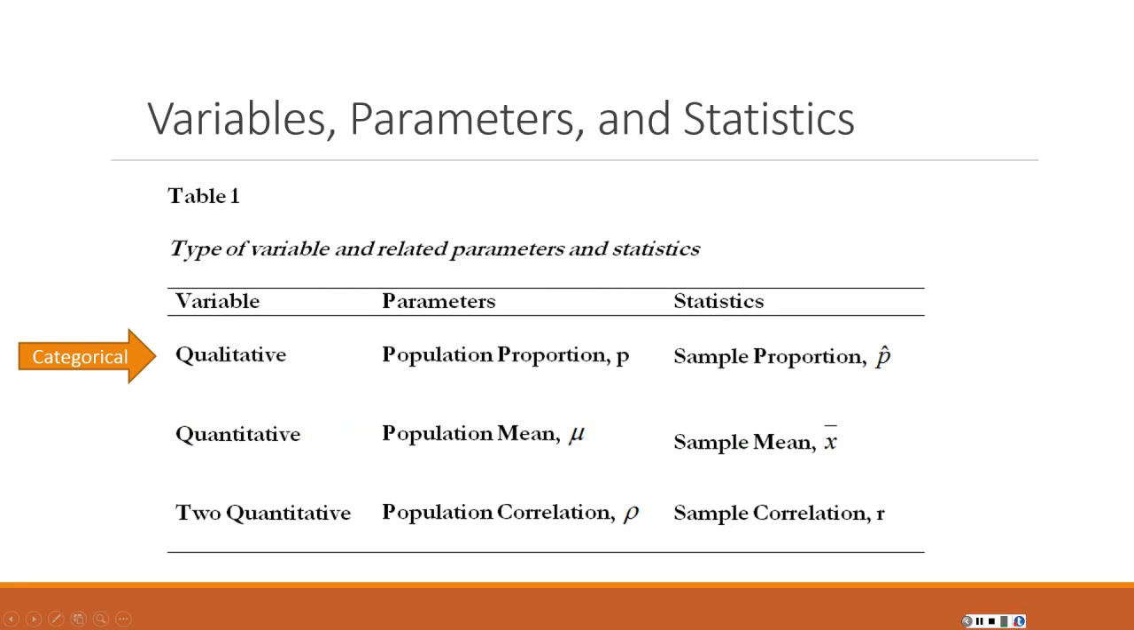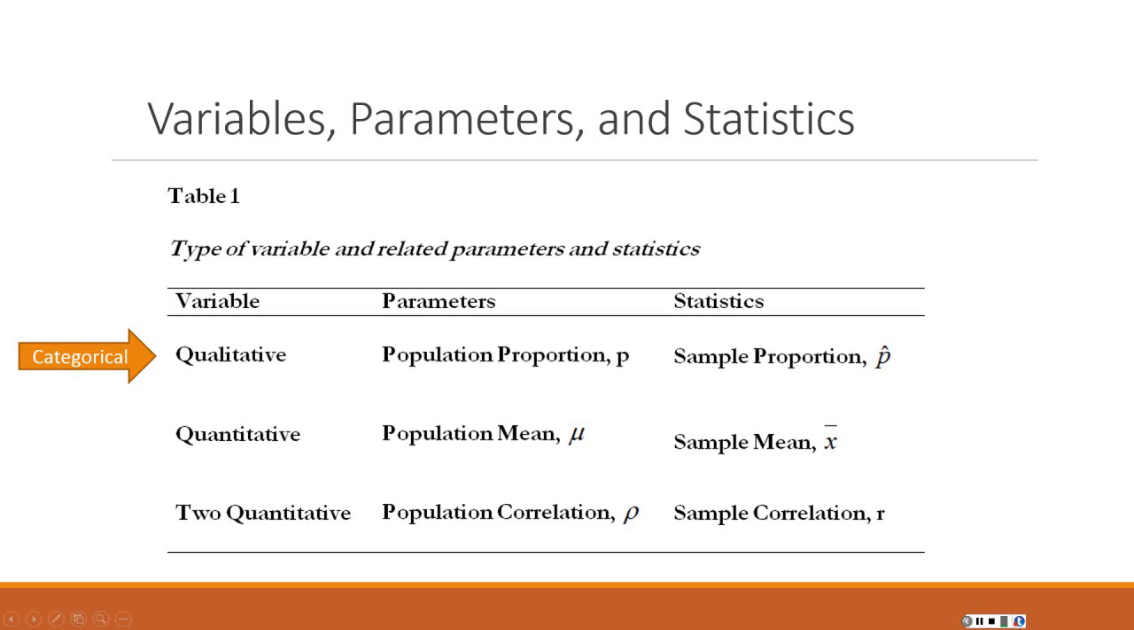Variables are things that can vary from one element to another, and those can either be qualitative, which we'll also call categorical. That's why I wrote that there. Qualitative, we're just putting things in a category. Quantitative, we're actually measuring how much of something or how many. Two quantitative would be, well, two quantitative variables like hours of training and productivity.